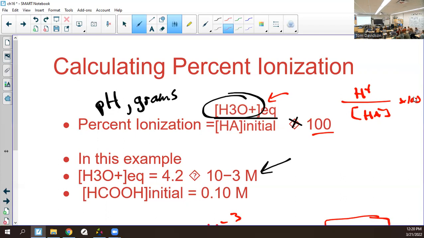All right, so it has this example, says the H plus is equal to this value, and the initial is that. So it literally is just 0.0042 over 0.1 times 100. That's all.